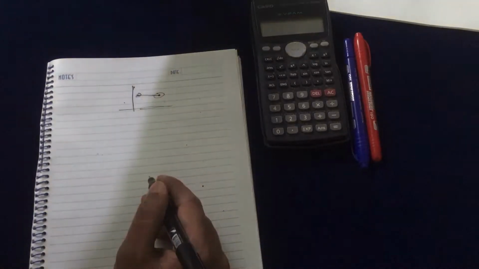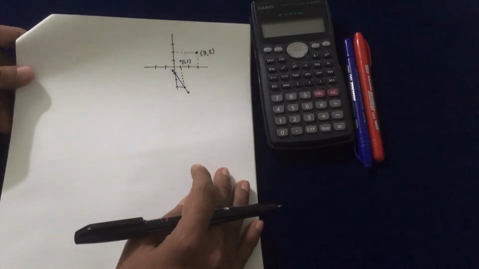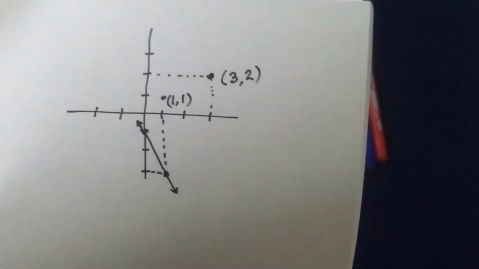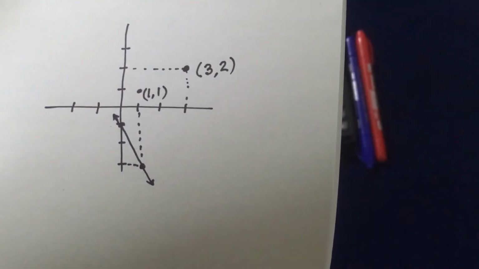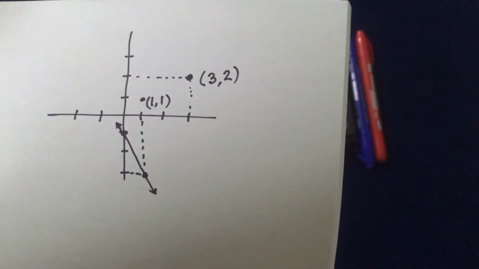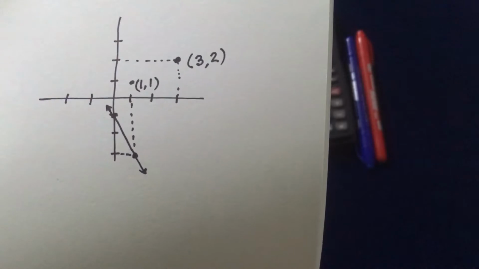For this, I prepared a little maths work. If you can see it, let's bring it closer. I think now you can see it. There are 2 points given, (1,1) and (3,2), and one line is given. We will discuss that line.